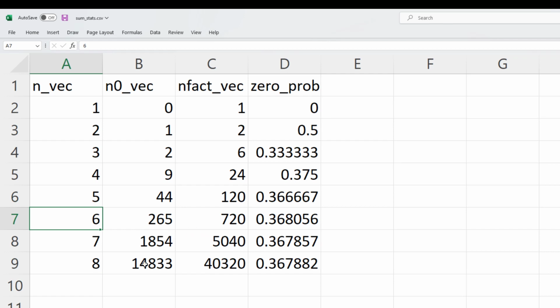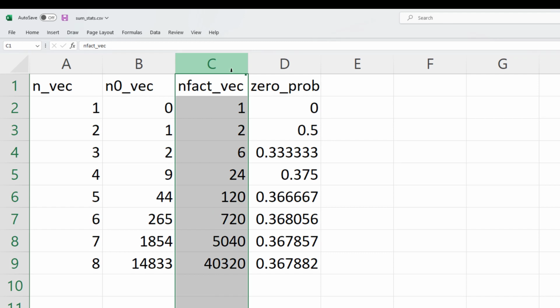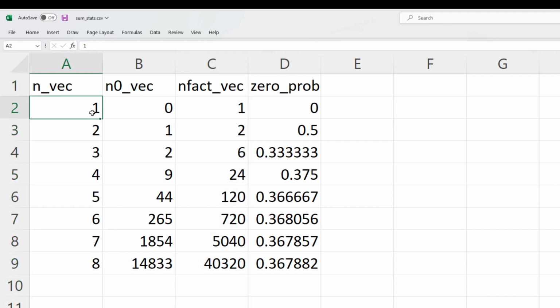And a natural question that arises here is, what's the relationship between column A and C? Well, that's obvious. It's just n factorial. So you take 1 and you put an exclamation mark. That's 1 times 1, which is 1. 2 times 1 is 2. 3 times 2 times 1 is 6. 4 times 3 times 2 times 1 is 24. So that's just a factorial.